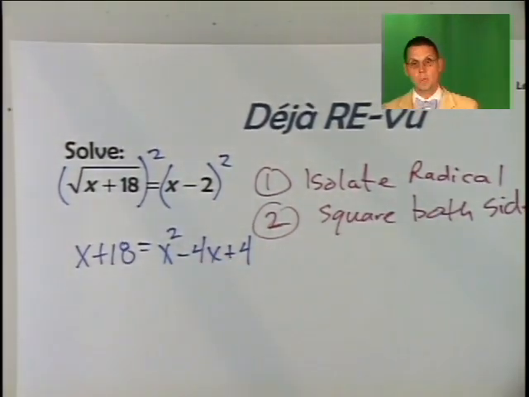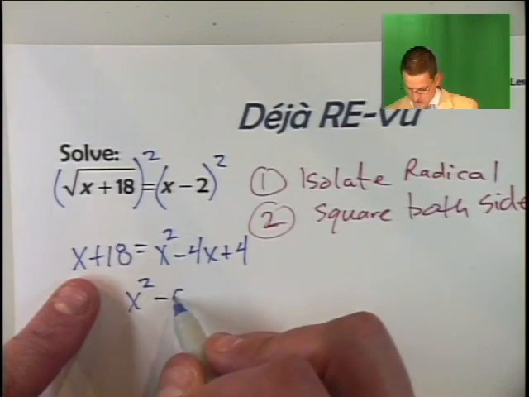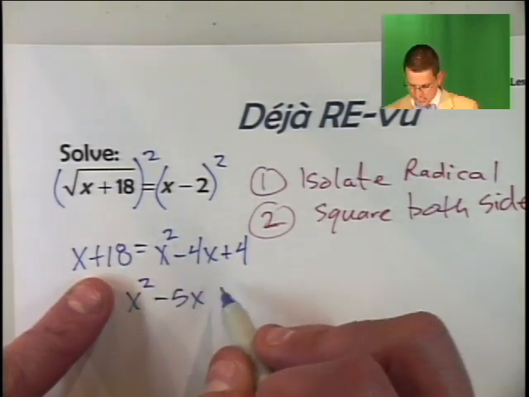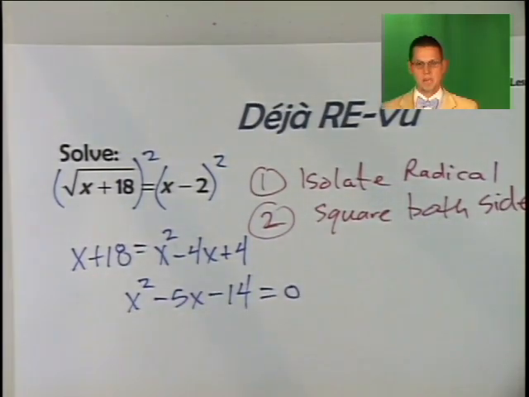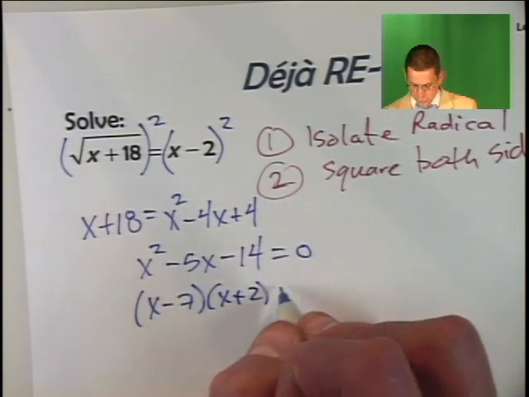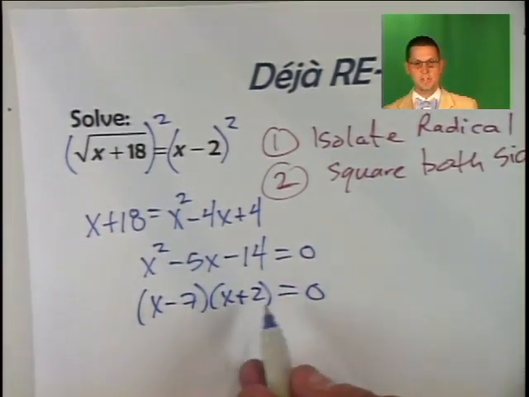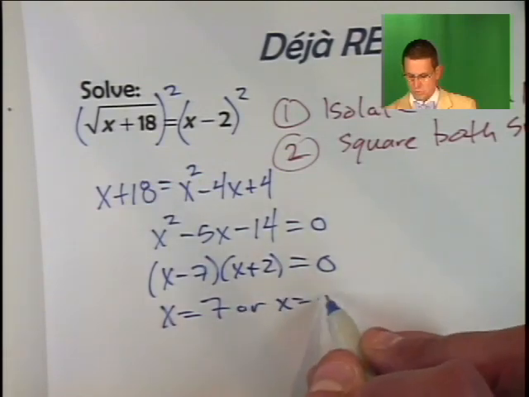Notice it's a quadratic equation now. And we solve quadratics algebraically by getting everything on one side. So I get x squared, that'll be minus 5x, and when I subtract, I get negative 14, and that equals 0. Now that factors into (x minus 7)(x plus 2), remember factoring, and now the zero product property tells me that x has to equal 7, or x has to equal negative 2.